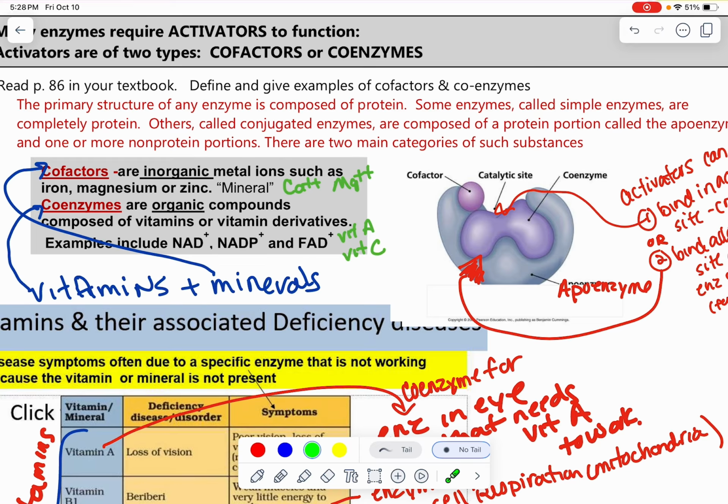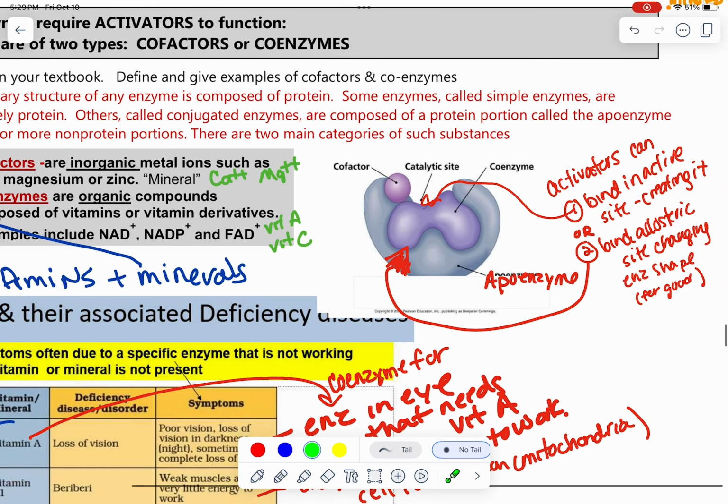I'll do this in green. Some enzymes, like simple enzymes, just work all by themselves, okay? Enzymes that require an activator, we call them conjugated enzymes. And that means they're composed of, in order for the enzyme to work, you have to have the enzyme by itself, which we call the apoenzyme. And then one of these two things has to bind, a cofactor or a coenzyme.